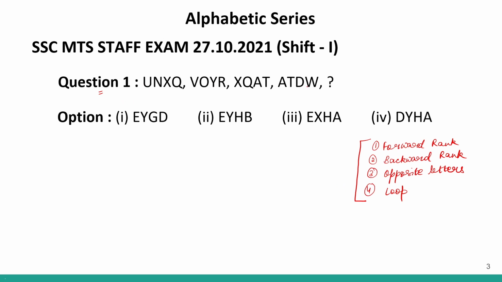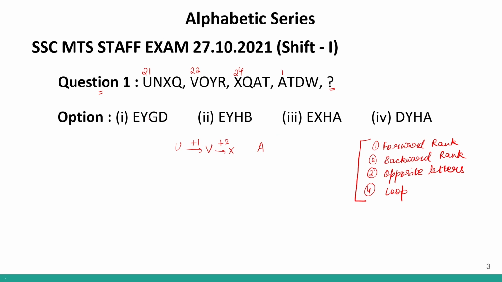In this question, we are given certain things and we have to find the next element, correct? So I'm going to give them forward ranks. So starting from U, the forward rank of U is 21. Of V, the forward rank is 22. X, it is 24. And A, it is 1. So basically, if I see U, V, X, A. So from U to V, it is plus 1. From V to X, it is plus 2.